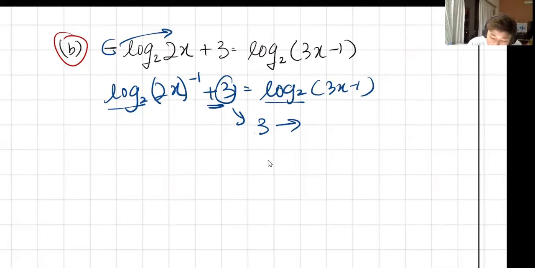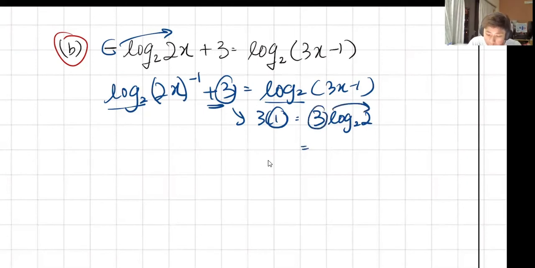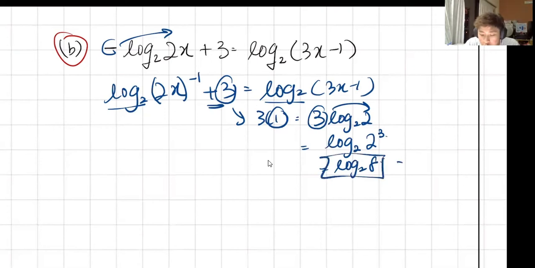You will know that 3 is actually 3 times 1. Correct? So 3 times 1 is actually 3 times what power of 2 gives you 1 in base 2. Don't you think it's log base 2, 2? It is. So log base 2, 2 will give you 1. So I just express it this way. I bring this 3 up to become the power. It becomes log base 2, 2 to the power of 3. So I get log base 2, 8. So actually log base 2, 8 is actually 3.